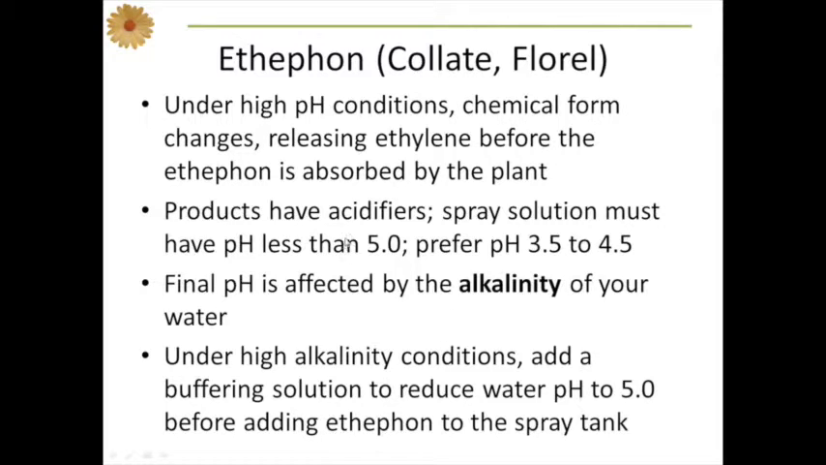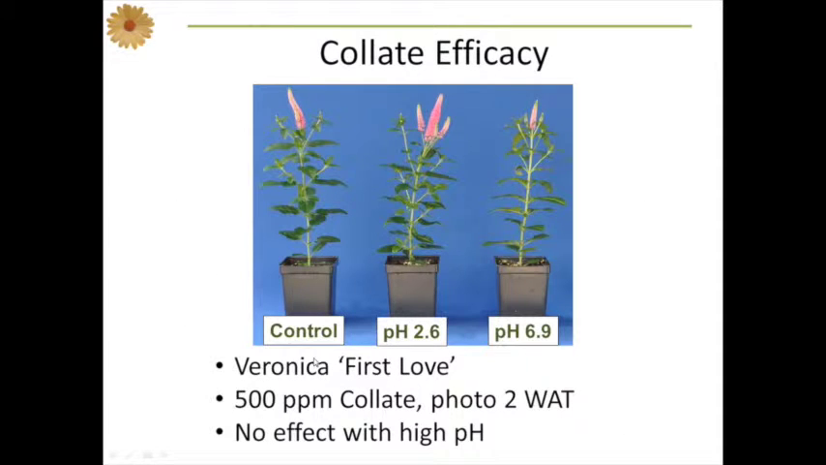And the acidifiers in Ethifon will keep it down below a pH of 5 if your alkalinity is not too high. And we talked about some of the products that you can add as a buffer to get your spray tank down to a pH of 5 before you add the Ethifon. So let me just show you a couple of examples here. This is Collate.